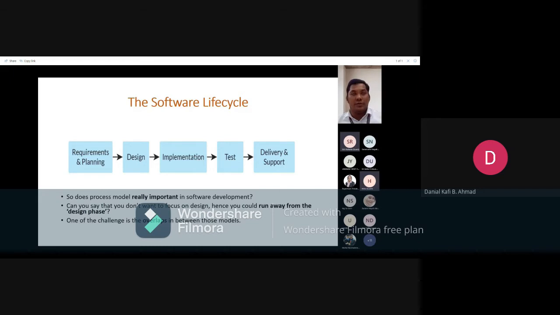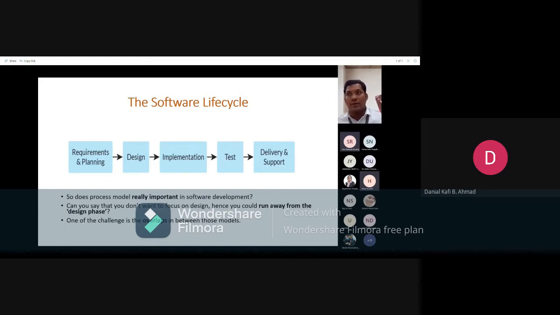So we wanted to see this. Can we really run away from design? Whichever process model you choose, whether agile or non-agile, whether waterfall or V model or whatever, you can't run away from design. Before you write code, there must be a design in your mind. So you can't run away from the software life cycle. And people perceive the software life cycle in a different manner. That's where the waterfall bonds, and so on.